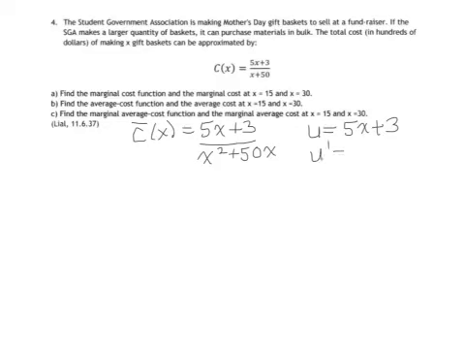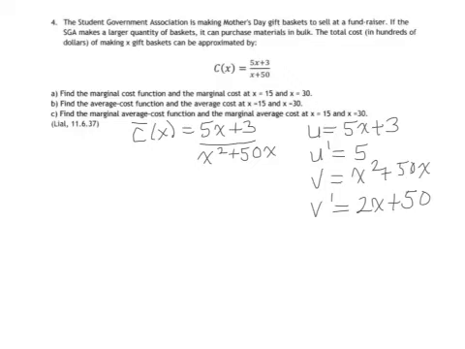U prime, or the derivative of u, is 5. V, the denominator, is x squared plus 50x. And v prime then is going to be 2x plus 50. Okay? Make that look a little neater. Okay, so we're going to remember that our quotient rule is v times the derivative of u minus u times the derivative of v, and all of that over v squared.